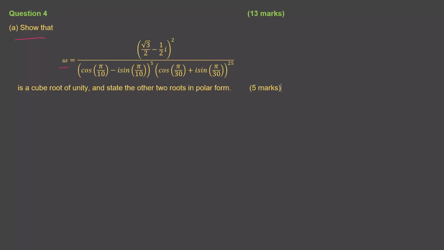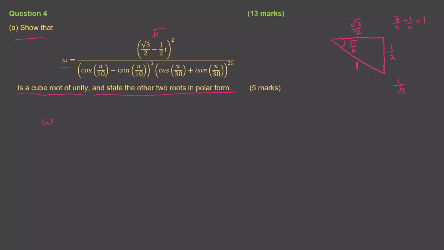We want to show that omega, which is this expression here, is a cube root of unity, and state the other two roots in polar form. Well, let's look at this. This is in Cartesian form, clearly. So it would be down here. This is root 3 over 2 and a half. Using Pythagoras, 3 over 4 add 1 over 4 is just equal to 1. Square root of 1 is 1. And it would be the inverse tangent of 1 over root 3, which is pi by 6.